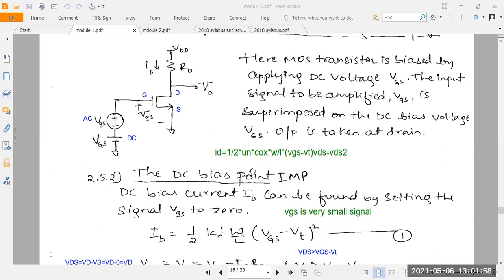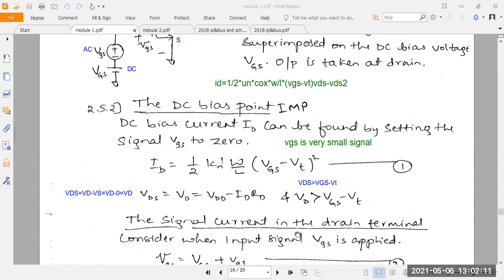When in saturation mode, it acts as a what here? Amplifier. So you have to consider the drain current for the saturation equation, that is half Kn dash W by L times (VGS minus VT) whole square. Then you take VDS, so apply KVL from the drain to the supply voltage: VD is equal to VDD minus ID into RD.